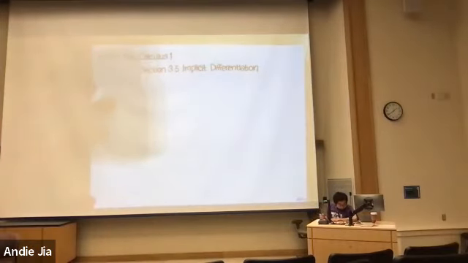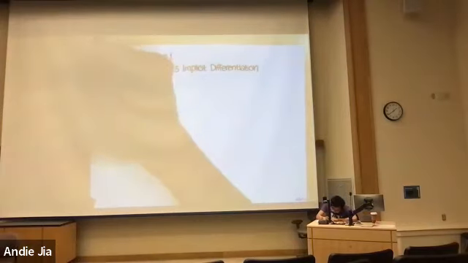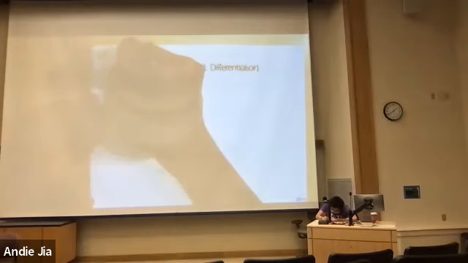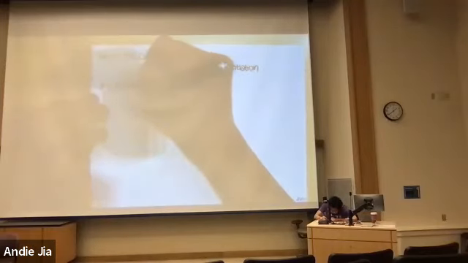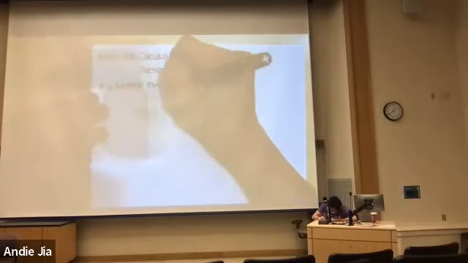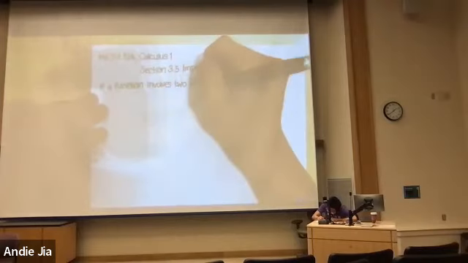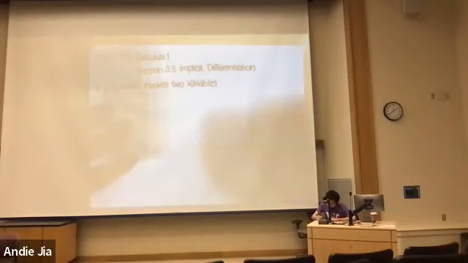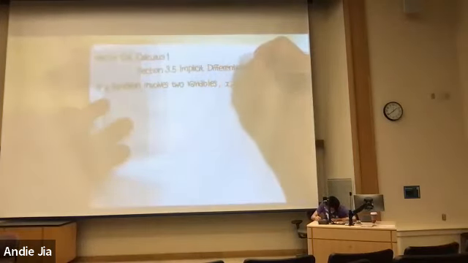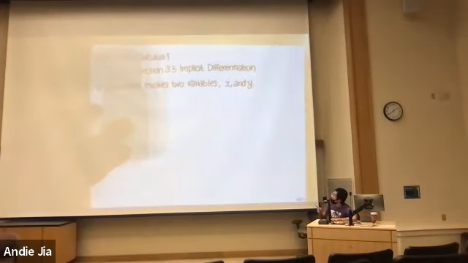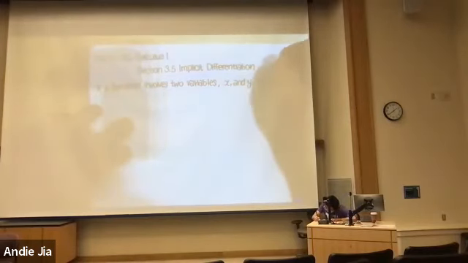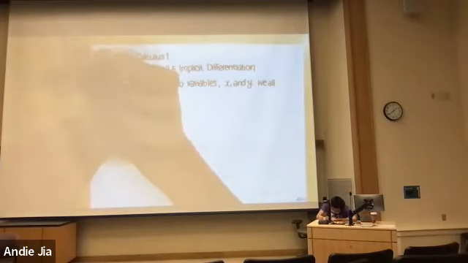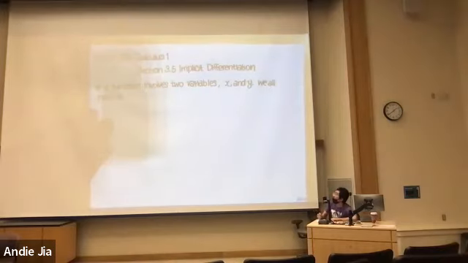So what is implicit differentiation? In this case, we will find that if a function involves more than one variable, like two variables, for example x and y, we need to implicitly differentiate them and write them into dy dx form.